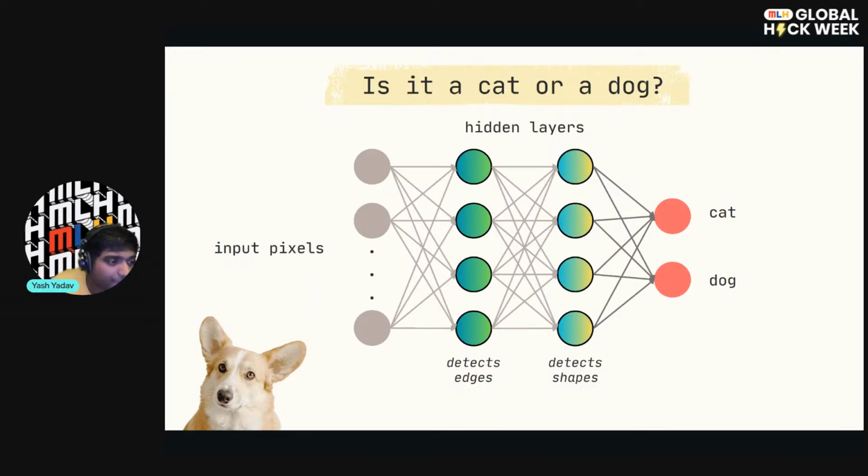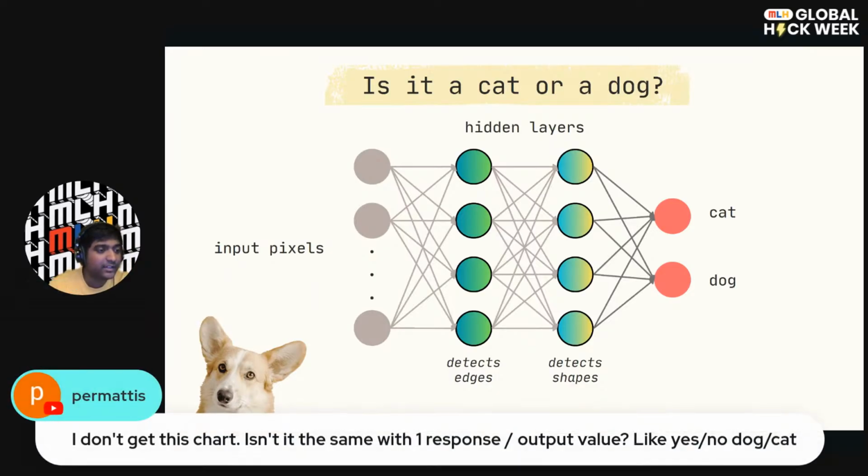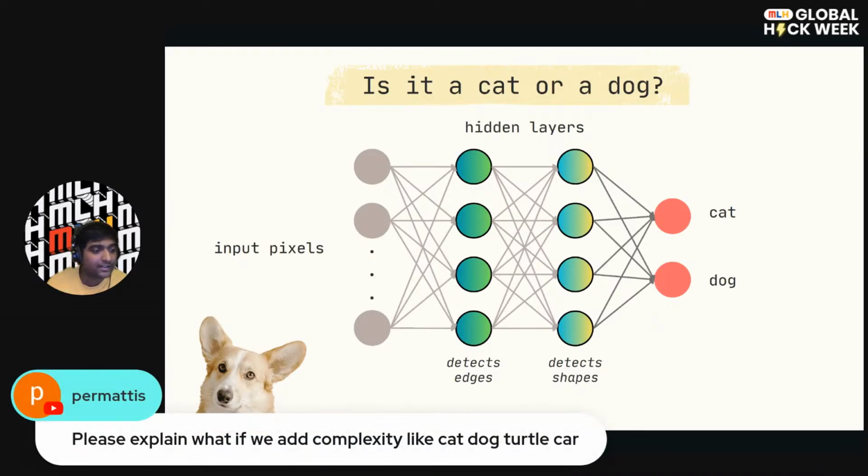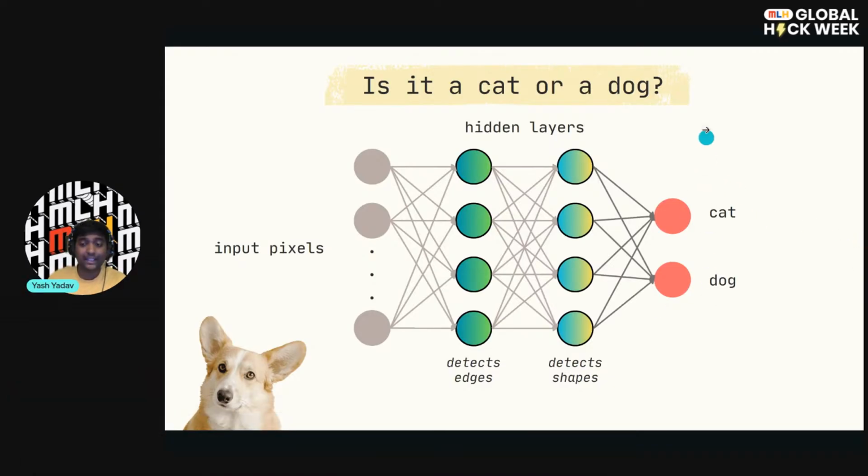Okay, I see more questions by Mattis. I don't get this chart. Isn't it the same with one response slash output value, like yes, no, dog, cat? I am so sorry, but I don't entirely understand your question. Are you referring to this chart right here? Please explain what happens if we add complexity like cat, dog, turtle, car. Okay, so what happens when you add more labels, like more categories for the model to classify between? Are you asking about that?